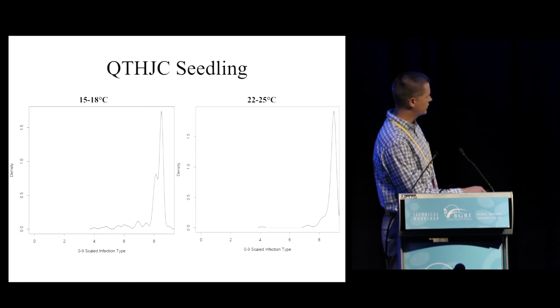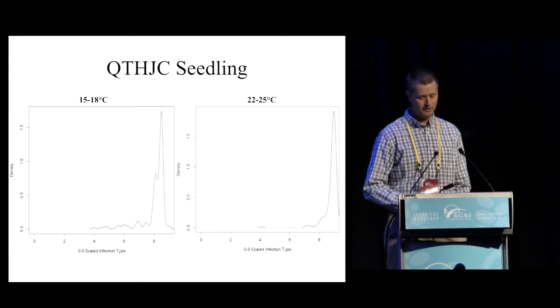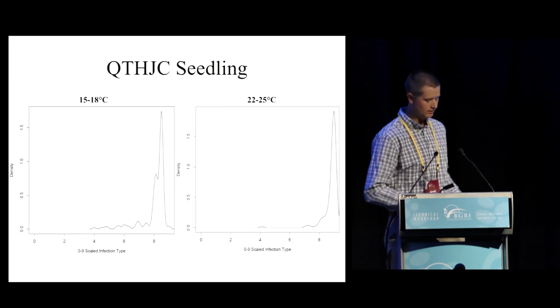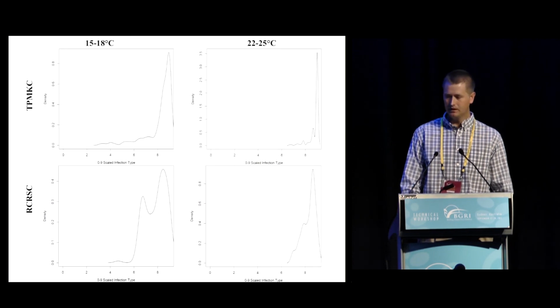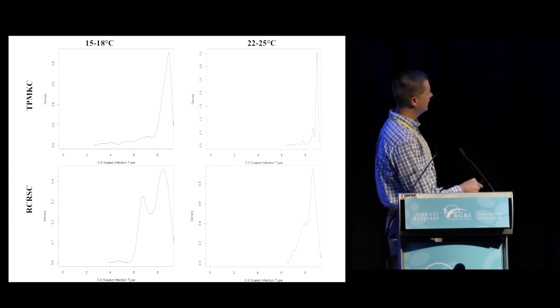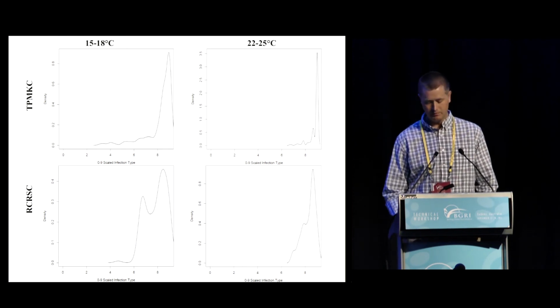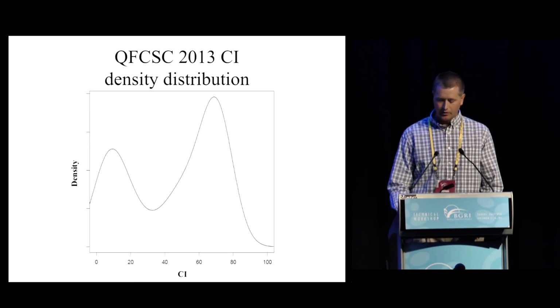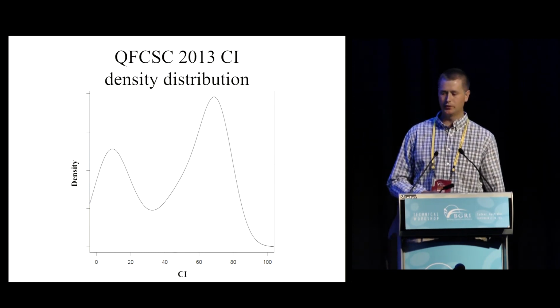And so an infection type of 6 corresponds to around a 2+3 Stakman infection type. And so most of the population is clearly high, but there are a few individuals that seem to be intermediate. Similarly, for races TPMK and RCRS, most of the population was quite high, but you have a few individuals that are low, and especially at the low temperatures, you have this tail that goes out with a few individuals being intermediate.